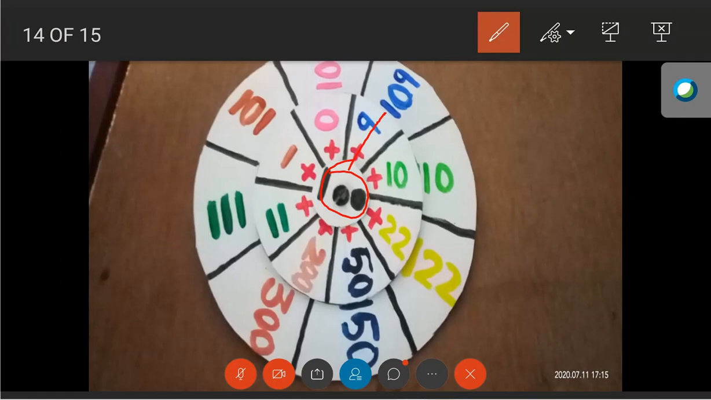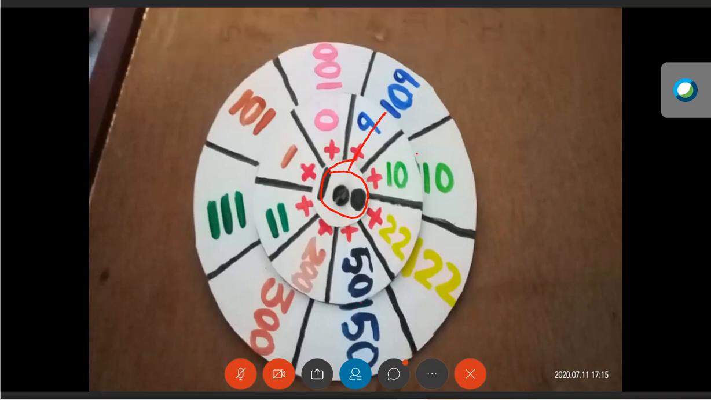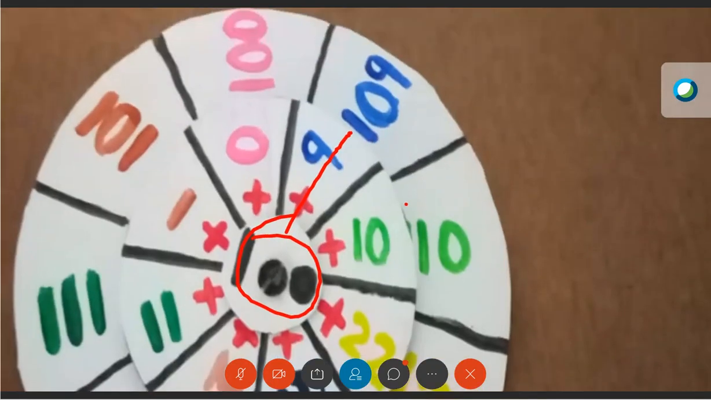Ma'am, can you enlarge it a little? Is it possible? Parents, kindly mute yourself. Somebody unmuted and talking. It's disturbing the class. Kindly mute yourself.